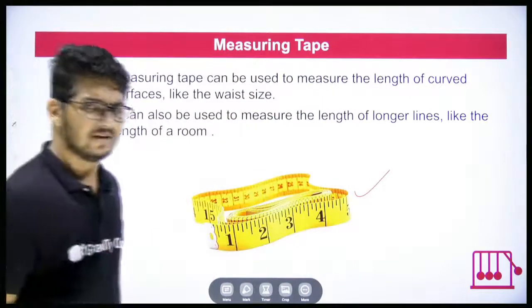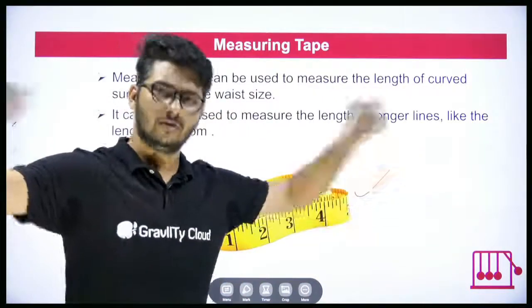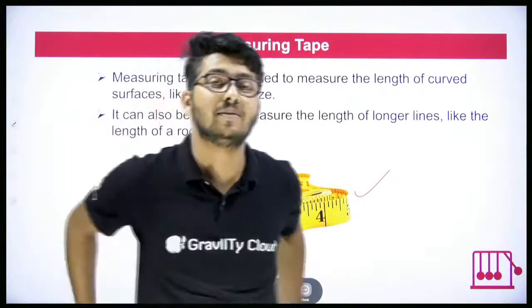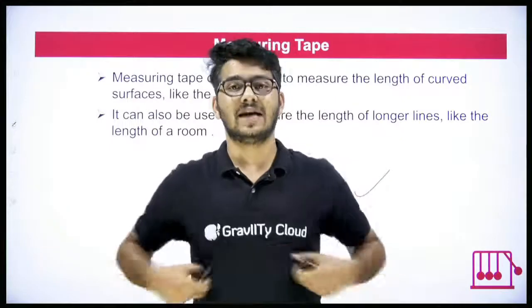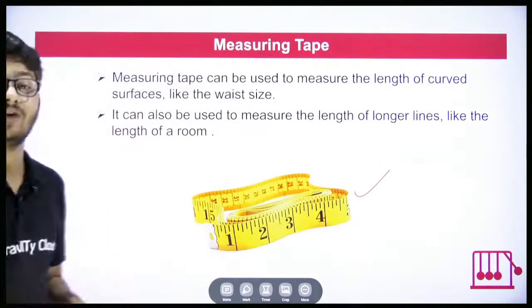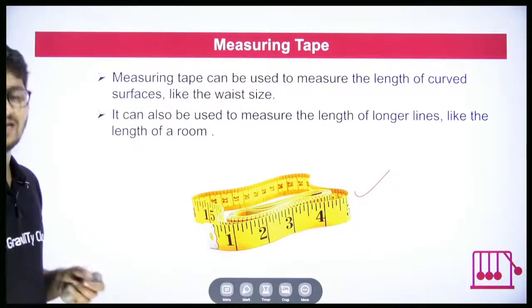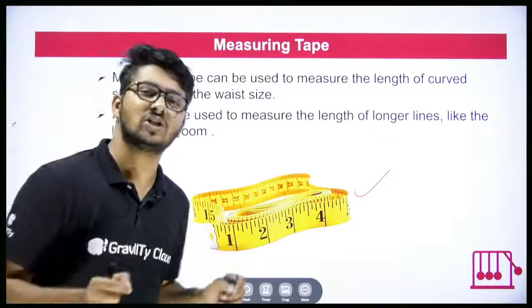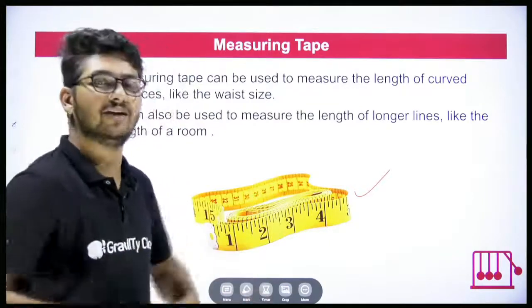Many advantages. One advantage, it is long enough. Then it can bend so that they can measure the waist size. Right? Yes or no? So that way measuring tape has its own advantages. So we can use a ruler or a measuring tape to measure the length of lines. The lines can be straight lines or curved lines like waist.